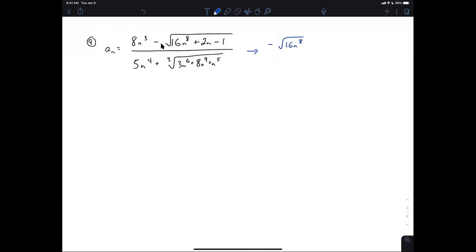The coefficient in front of the square root matters, so the negative 1 carries down. The coefficient with the n to the eighth matters. Is everybody clear why we pick square root of n to the eighth over n to the third?